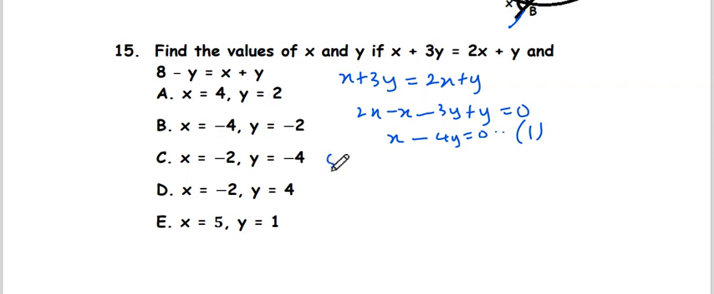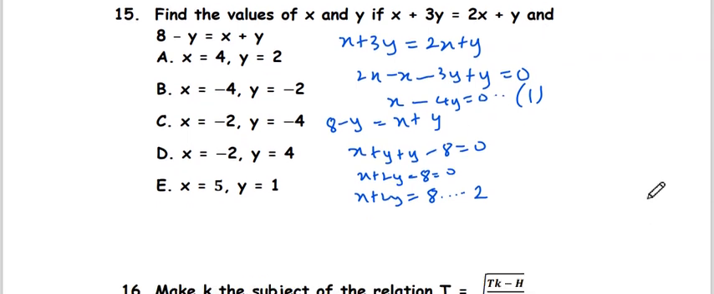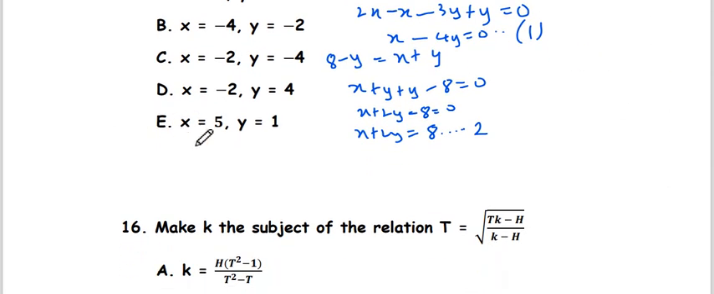And 8 minus y is equal to x plus y. So that becomes x plus y minus 8 equal to 0. We're bringing everything to the right hand side. So that becomes x plus 2y minus 8 equal to 0. x plus 2y is equal to 8. So let's call this equation 2. So let's solve equation 1 and 2 simultaneously. So solving this simultaneously, we have x minus 4y equal to 0, x plus 2y equal to 8.